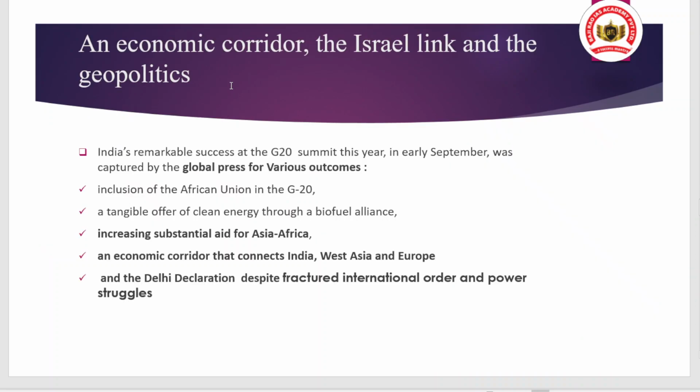Okay, so recently we had the G20 presidency by India, and there was huge success, and the remarkable success was highlighted in various media, and at the global level it was very much praised by different heads of state, presidents or prime ministers. We have already seen that. Okay, and there were various initiatives launched here, like the inclusion of the African Union in the G20. Now G20 will become G21, that is also the point.